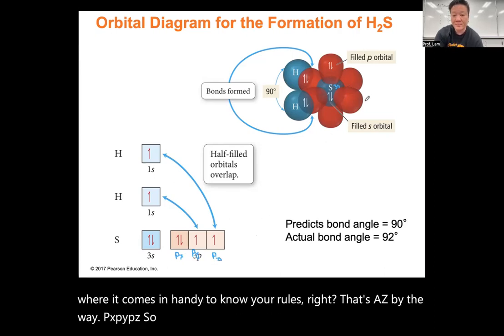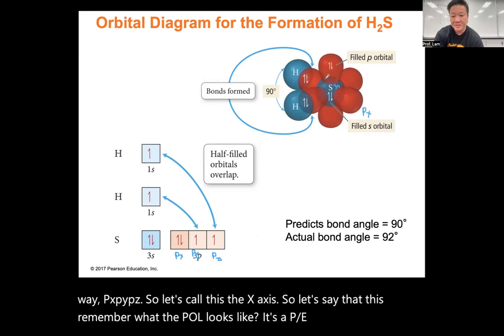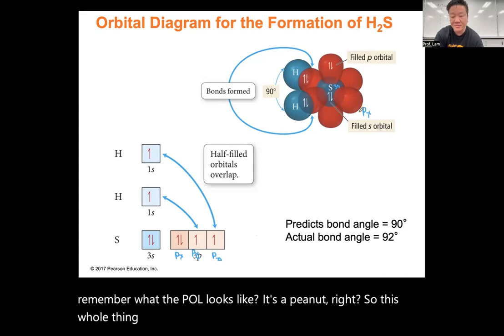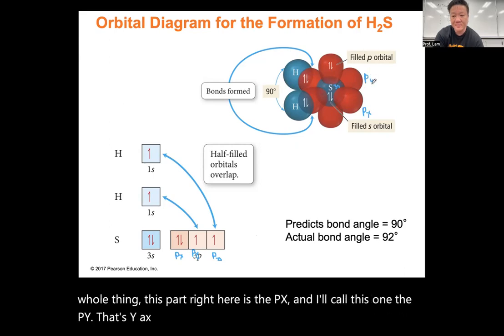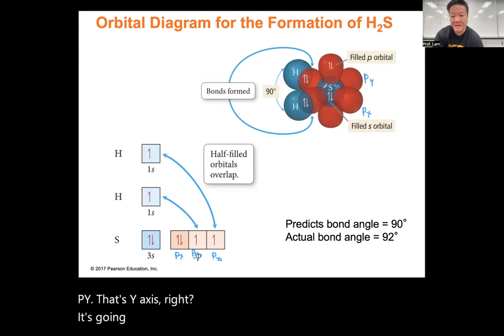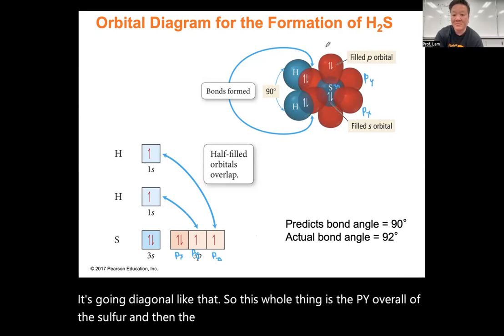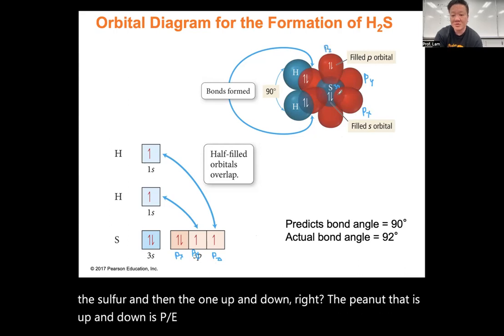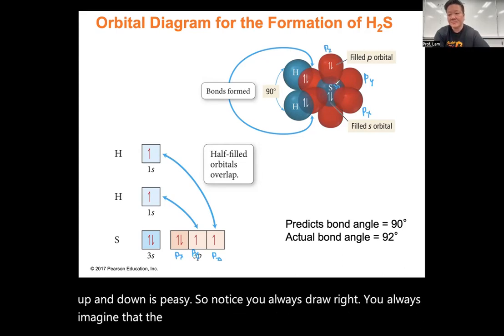So let's call this the x-axis. Remember what the p orbital looks like? It's a peanut. So this whole thing, this part right here, is the px, and I'll call this one the py. That's the y-axis, going diagonal like that. So this whole thing is the py orbital of the sulfur. And the peanut that is up and down is pz. So notice you always imagine that the central atom is exactly in the middle here.